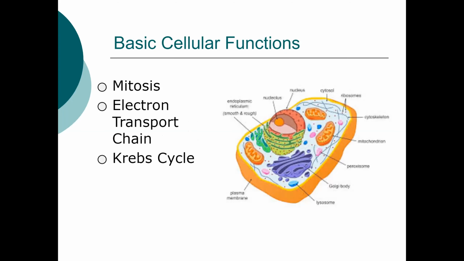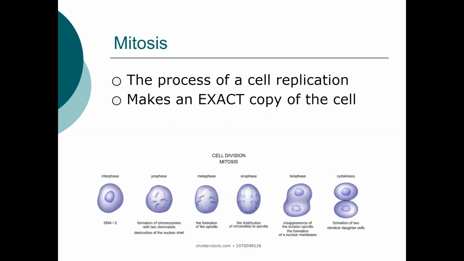It has to run through your system, has to go through its process, and then you start to feel better. Basic cellular functions. All of y'all should know this really well. Mitosis, electron transport chain, and Krebs cycle. I'm not going to spend really much time on that at all. Interphase, prophase, metaphase, anaphase, telophase, and cytokinesis. Okay, this is cell division. Process of cell replication makes an exact copy of the cell, splitting into two along the poles, and then forming two identical daughter cells.